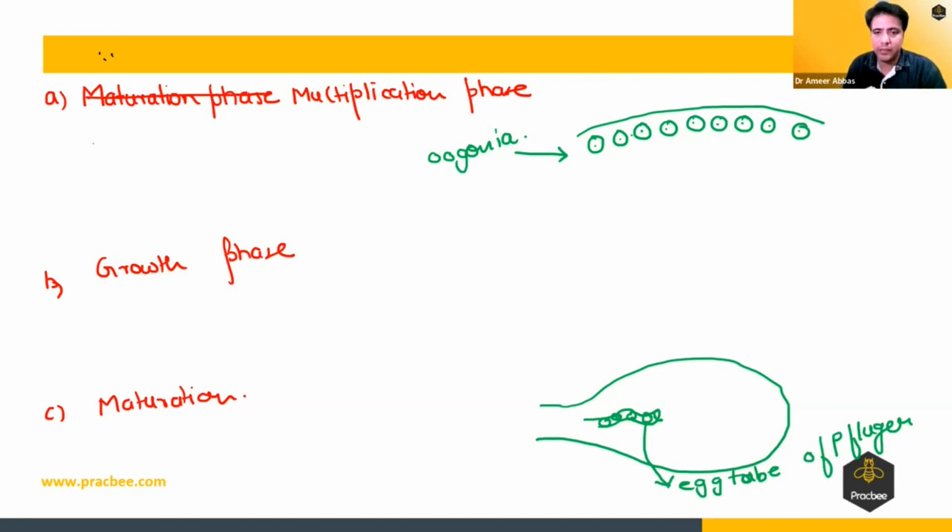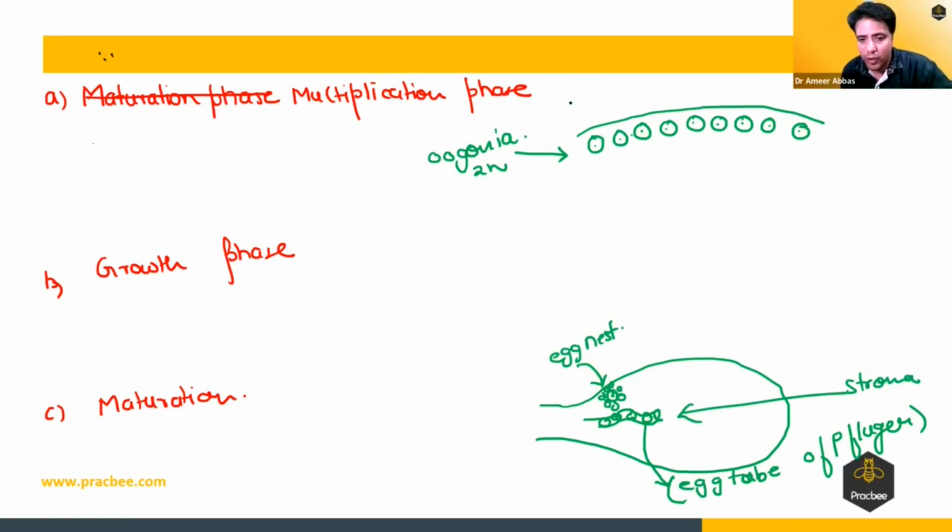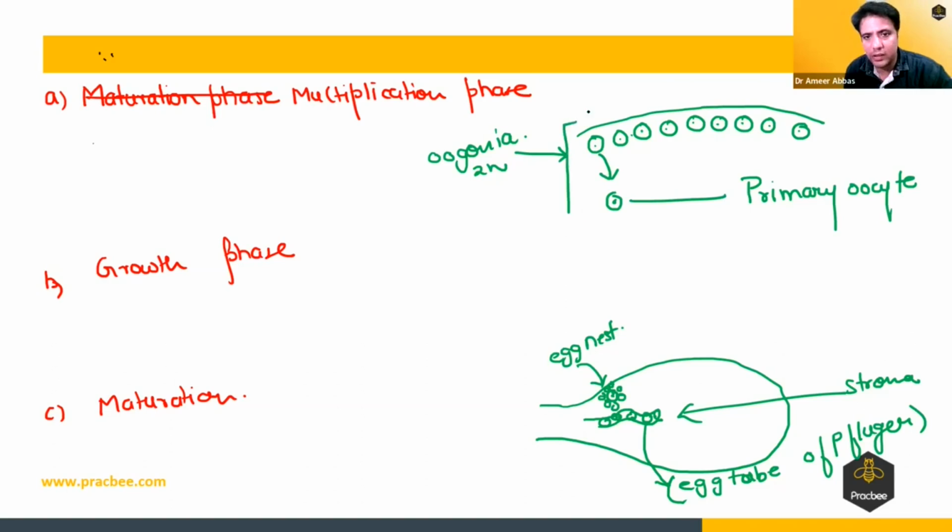What happened in the multiplication phase? Several germinal epithelial cells detach to form oogonia. They arrange in the stroma of the ovary as a cord, and this cord is known as egg tube of Flügger. Later they form a nest known as egg nest. Clear? One cell in the egg nest develops into the primary oocyte. And all these things occur in the fetal life.